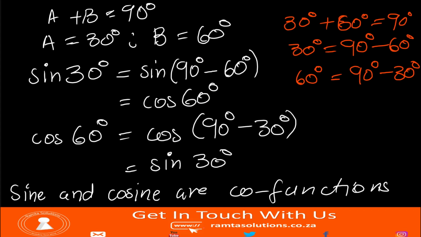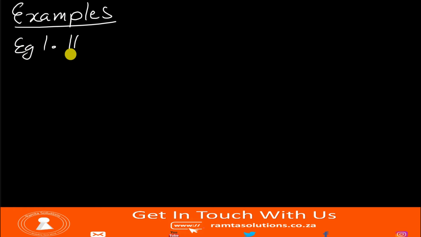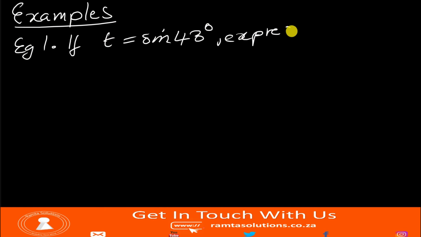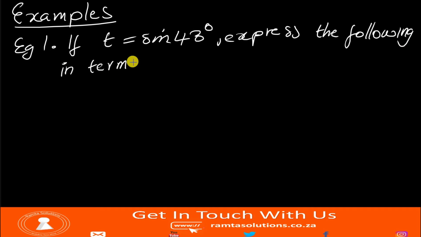Okay. All right. Now, let's get to examples so we can get to see all these things in action. Example 1 will say if t equals sine 43 degrees, express the following in terms of t.